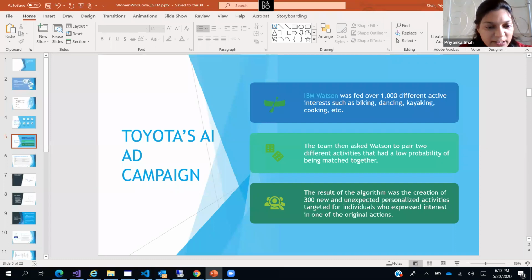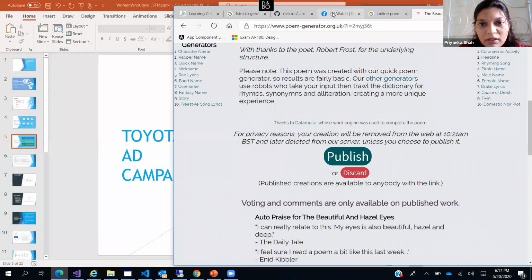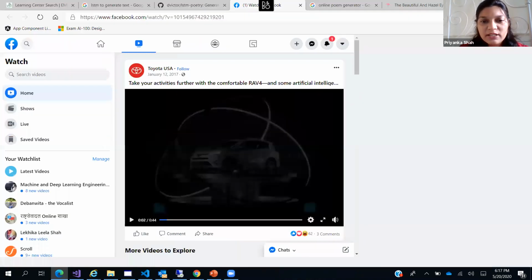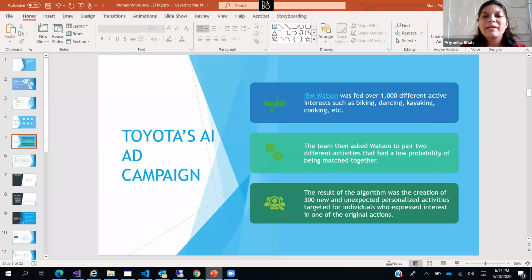Okay, and we will see Toyota's ad campaign here, and you can see the power of these. So, a bit of background. What happened was IBM Watson, which is the AI engine for IBM, was fed over 1,000 different activities like kayaking, biking, cycling, dancing, singing, whatever. And then they had to pair any two activities which have the least probability of being matched together.